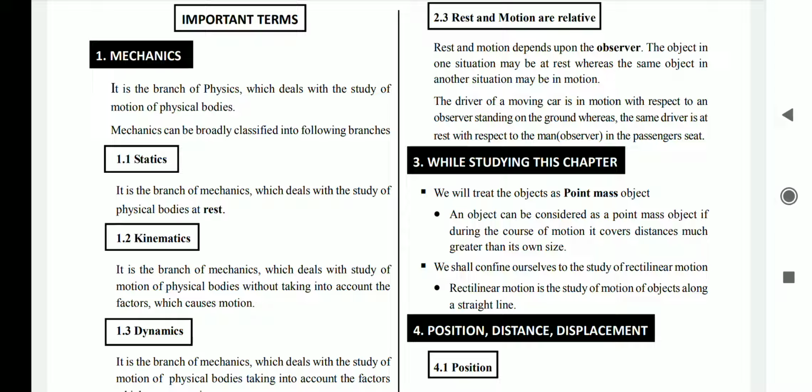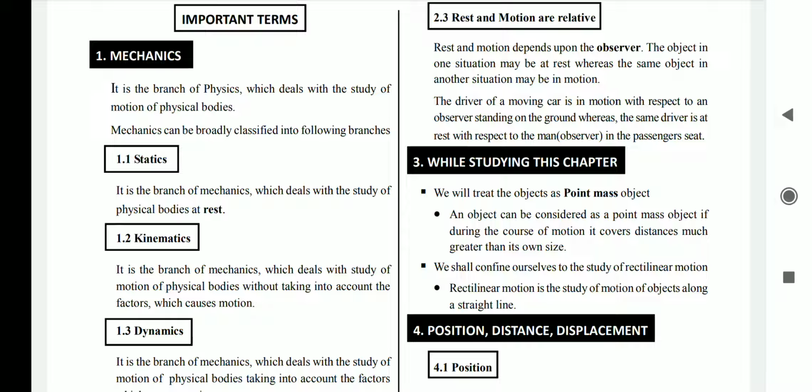Now, rest and motion are related to each other. For example, consider a moving car. The driver of a moving car is in motion with respect to the observer standing on the ground, but the same driver is at rest with respect to the man in the passenger seat. So simply rest and motion are related to each other and they depend upon the observer. So the object in one situation may be at rest, whereas the same object in the same situation may be in motion.